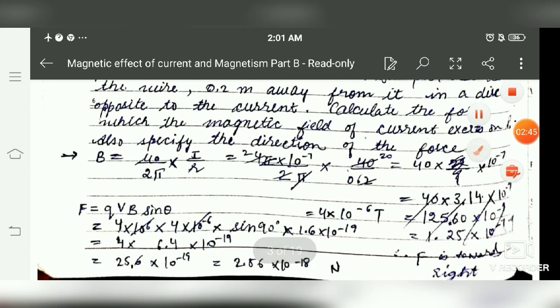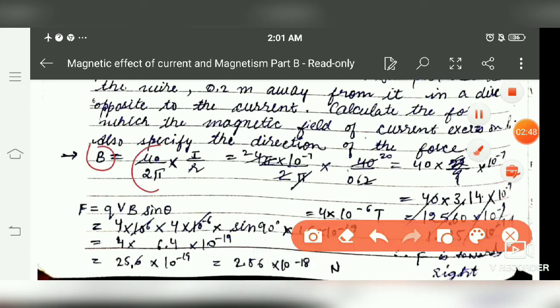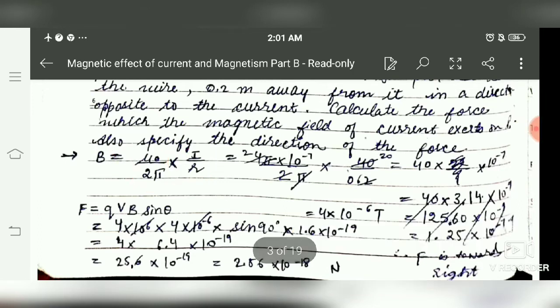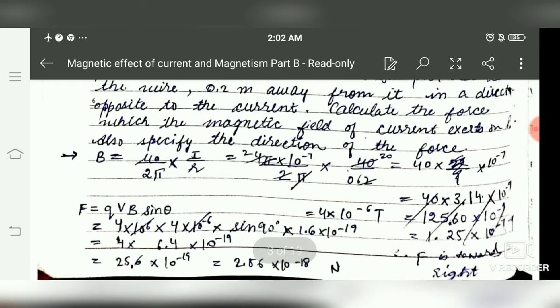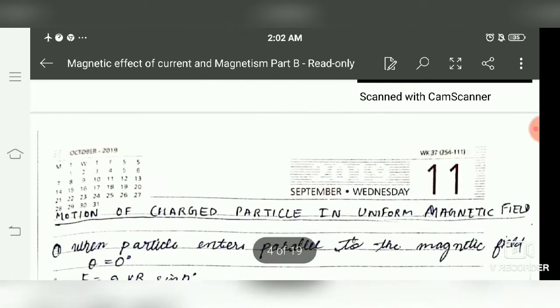As we know, for a straight wire, magnetic field is equal to mu naught I by 2 pi r. So by simply substituting the values and calculating, we get the magnetic field equal to this Tesla. As we have to calculate force, we will use the formula QVB sine theta, and by substituting the values of Q, V, B and sine theta, we get the result of force.